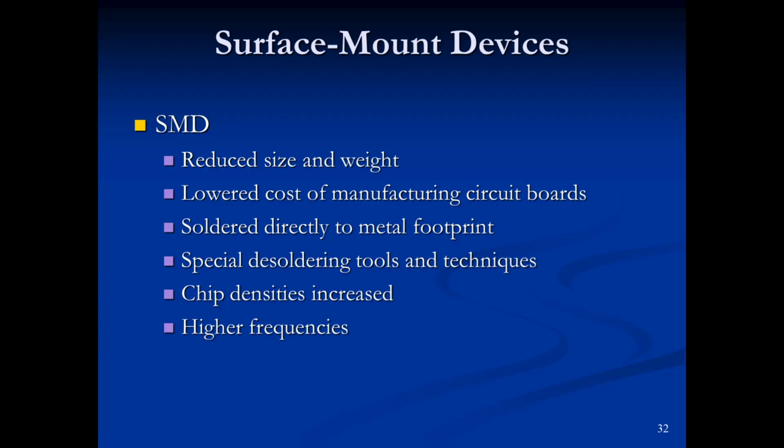But surface mount devices are exactly what they sound like. They're mounted on the surface of boards, and this helps reduce the size and weight and the cost of manufacturing circuit boards. SMDs are mounted and soldered directly to a metal footprint on the surface of the circuit board, and they do require some special desoldering tools and techniques as opposed to through-hole chips, but this also allows chip densities to be increased, because instead of taking up two sides of a board, because you're putting a pin through the board and soldering it, the device sits on one side of the board, the solder is on the other side, and you're taking up two sides. With SMD, now you can fit devices on just one side of the board, save some space, and therefore increase chip densities. And also SMD can handle higher frequencies.